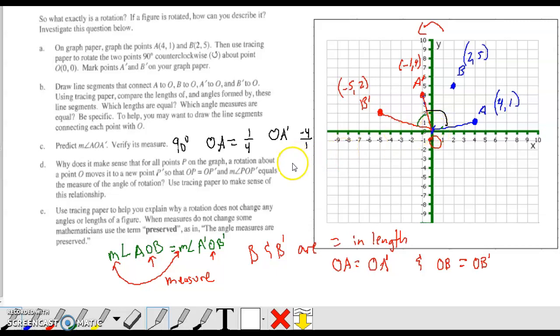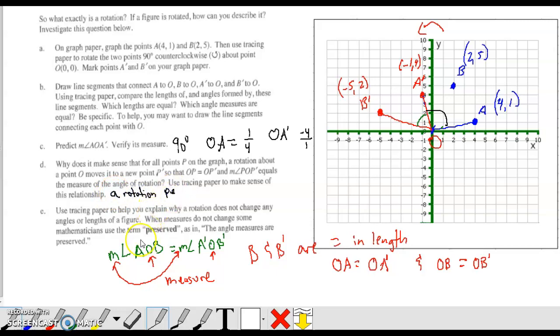Okay, so moving on to D. Why does it make sense that for all points P on the graph of rotation about this, they're always going to be equal measurements? Basically what this means is that the rotation preserves the distance around all the points. So let me write that down. So a rotation, I might run out of room here.